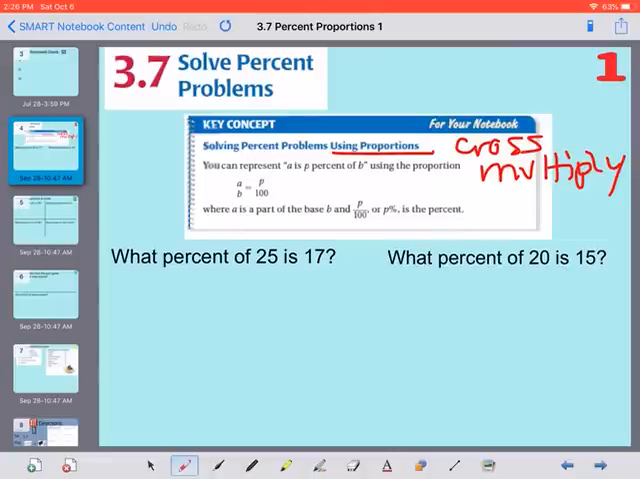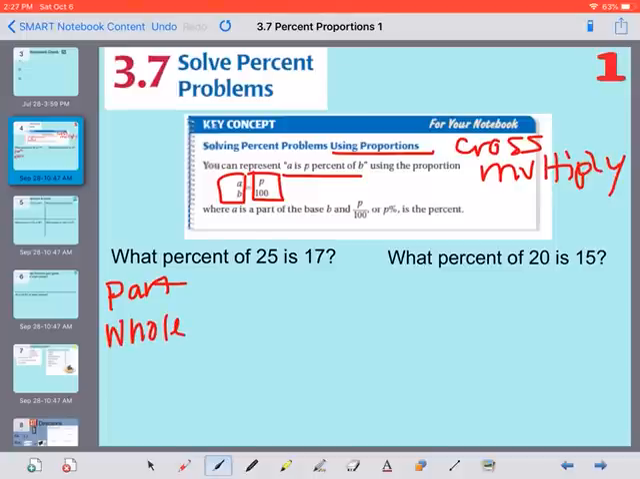So it says you can represent A is the percent of B using a proportion. So this side is the percent side, what percent out of 100, and this side, A and B, are just what numbers we are looking at. Are we looking at what is the number 4 out of 20, what percent is that? So we're going to set up a proportion. It's always going to be the part on the top in the numerator and then the whole in the denominator. So one side is going to be the percentages and the other is going to be the numbers.